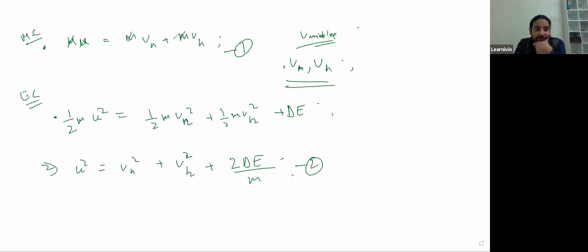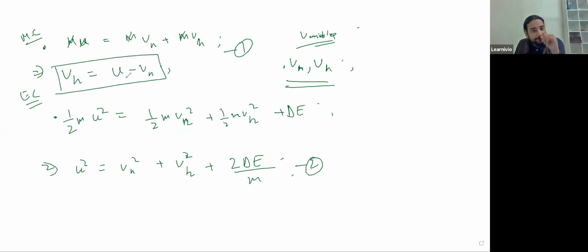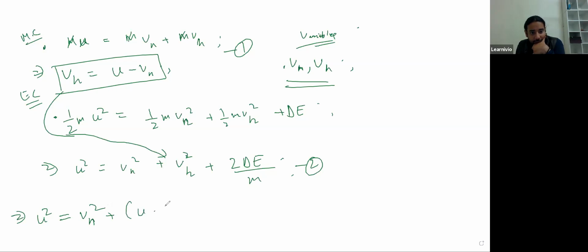Well, simplify this first. Let's cancel the m's out in the first equation, and we need to substitute either Vn or Vh, whichever you like. I don't like Vh so much, so I'll remove Vh. So my Vh is equal to u minus Vn, right? So I'll take this value of Vh and I'll substitute here. And what do I get? You get u square is equal to Vn square plus u minus Vn whole squared plus 2 delta E over m. Make sense?